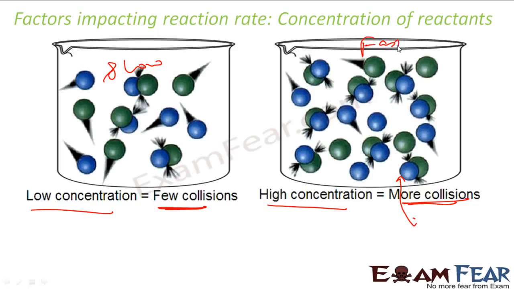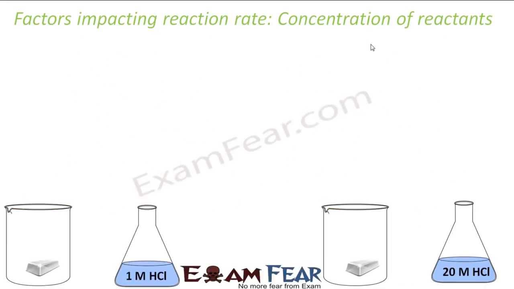And it is fast here. A good example is, let's suppose we take zinc in both beakers, the same amount of zinc in the same form. We'll take 1 M HCl in this flask, and in this flask we'll take 10 M HCl. You see, this is low concentration, and this is high concentration. Now I'll put the 1 M HCl and 10 M HCl in these beakers and let's see what happens.